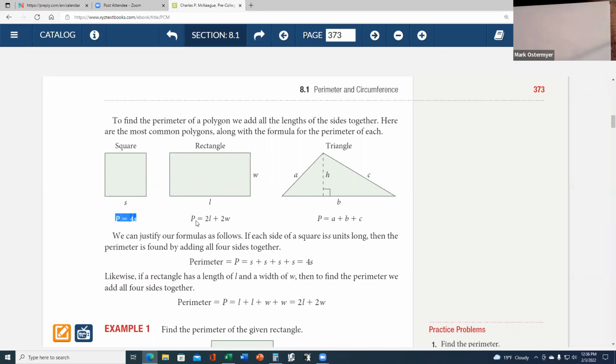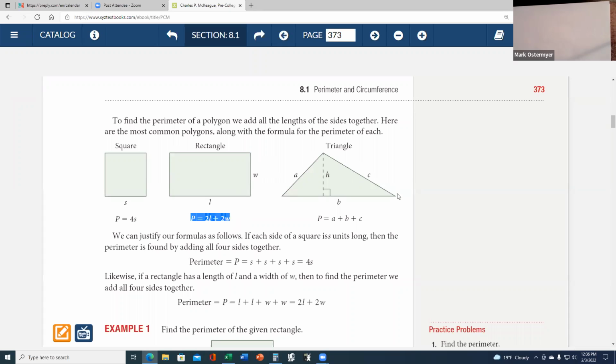So we do have a formula for the perimeter of a rectangle. And computing such a thing is nothing more than adding twice the length of the rectangle to twice the width. That gives you the total distance around a rectangle.